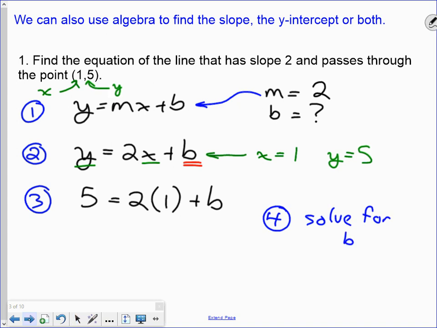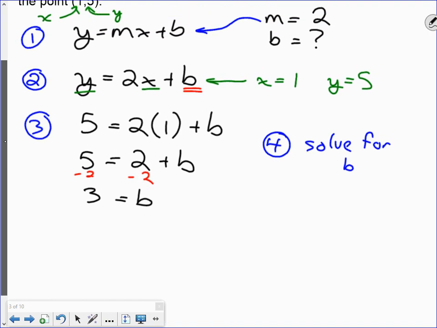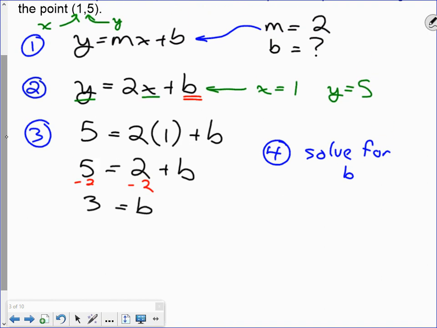My first step is going to be to multiply the 2 and the 1 together. Then from here, I can subtract 2 from both sides, minus 2, and I get that b is equal to 3. So now, this thing that I didn't know, this b value, I've figured out what it is. b is equal to 3.